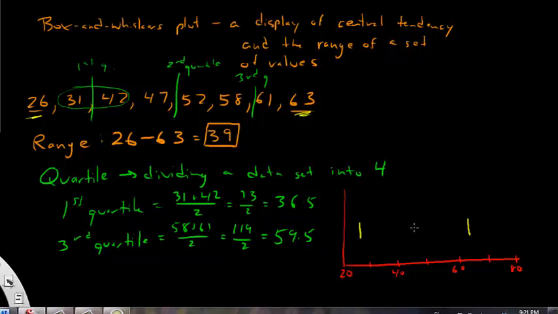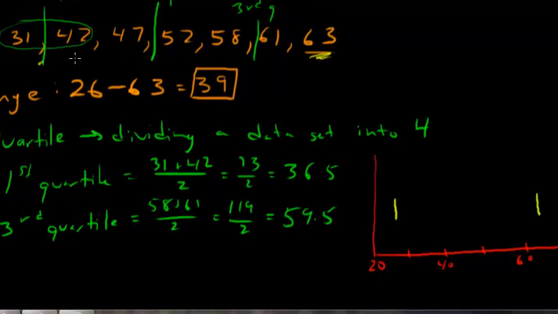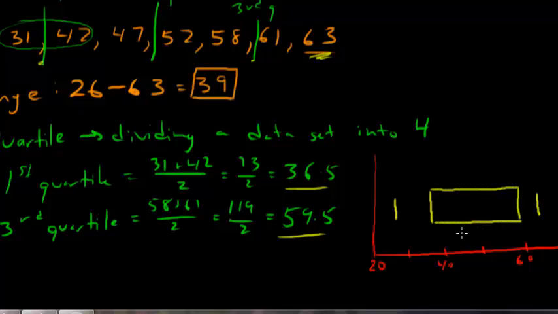And then my box is going to be between the first quartile and the third quartile, so between 36.5 and 59.5. That puts me around here, and 59.5. And I create a box. This is the box of the box and whiskers. And then I just draw a line between the box and the whiskers.